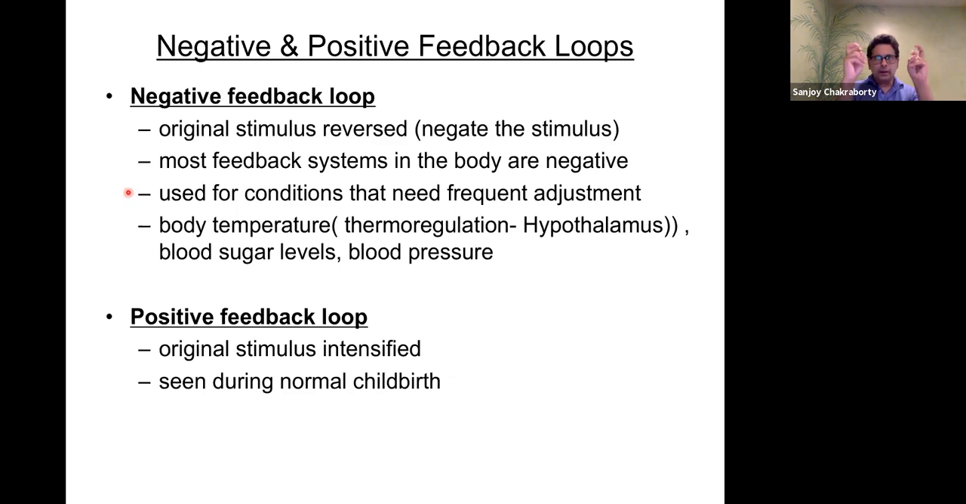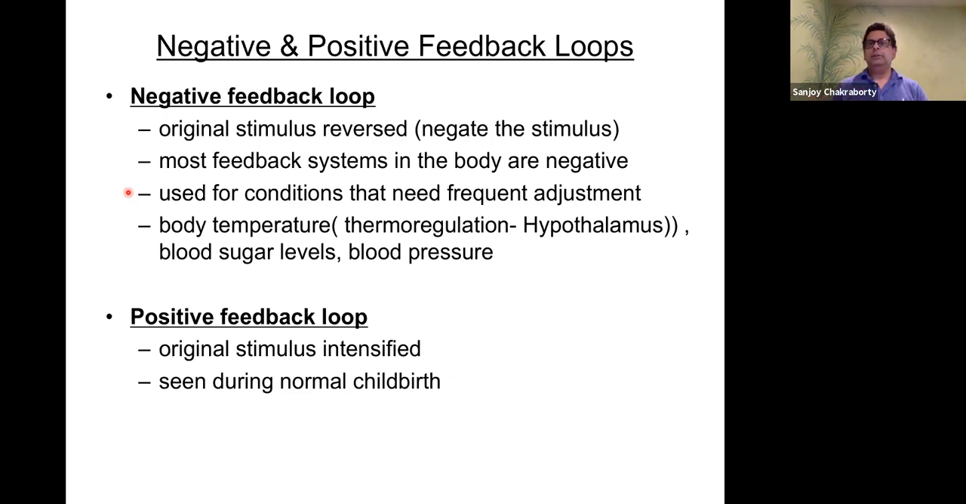And when the machine started, it throws cold air. The cold air gets the heat down. So it is opposing the stimulus. The stimulus is the heat, and the machine is opposing or negating the stimulus. That means it is reducing the heat. This is called negative feedback. Most of our body systems are negatively controlled.